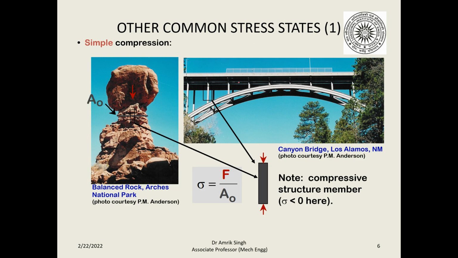Now you see a simple balanced rock. This is a picture of a balanced rock at the national park. This piece is under compression, and it is a balanced one. That means whatever weight it is exerting, exactly the same amount of reaction is there. So that's why it is in equilibrium. For a compressive structure we have F upon A0, and we will represent this with a symbol like this.